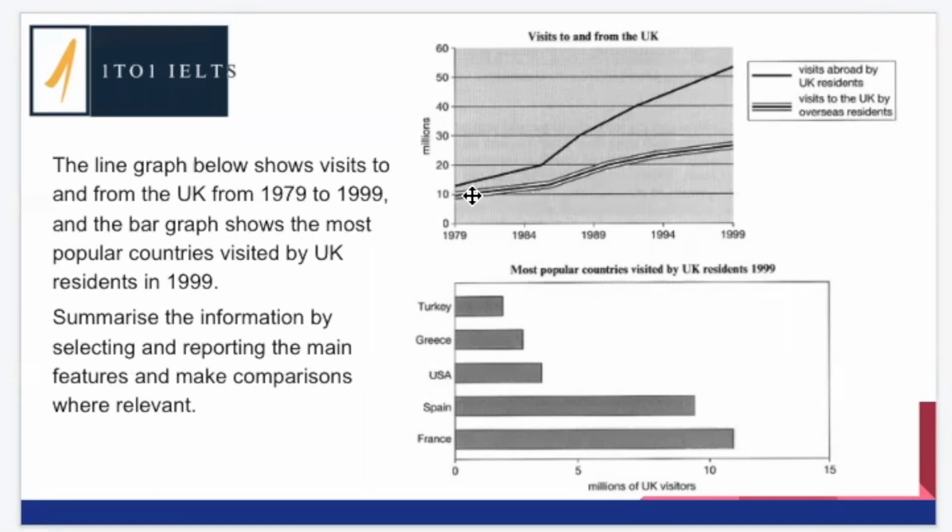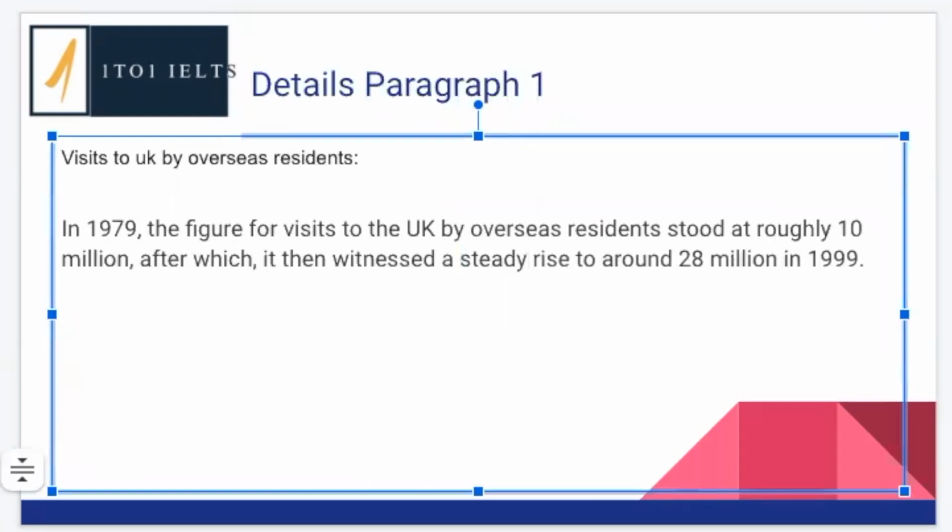So what is it definitely doing? It's increasing every single year. Steady, yeah. So witness a steady rise because it's consistent, or a consistent rise. Steady or consistent, it's just showing it's continually increasing. A steady rise to about 28 million.